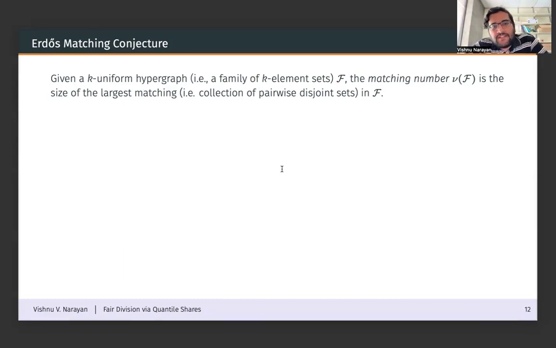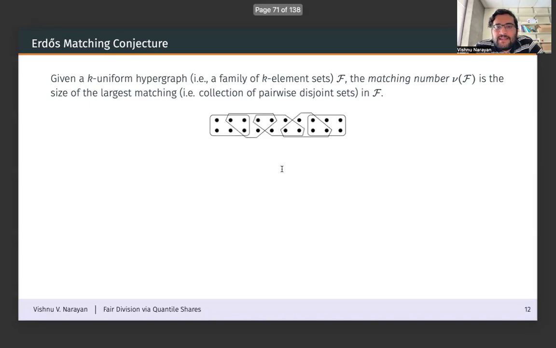So here's what the conjecture states. Given a k-uniform hypergraph, so a family of k element sets, the matching number is the size of the largest matching, so the largest collection of pairwise disjoint sets in F. In this example, the ground set is all of these black dots, and we have a 6-uniform hypergraph containing these 5 circled sets. And the matching number is the size of the largest matching here, which is 3 in this example.